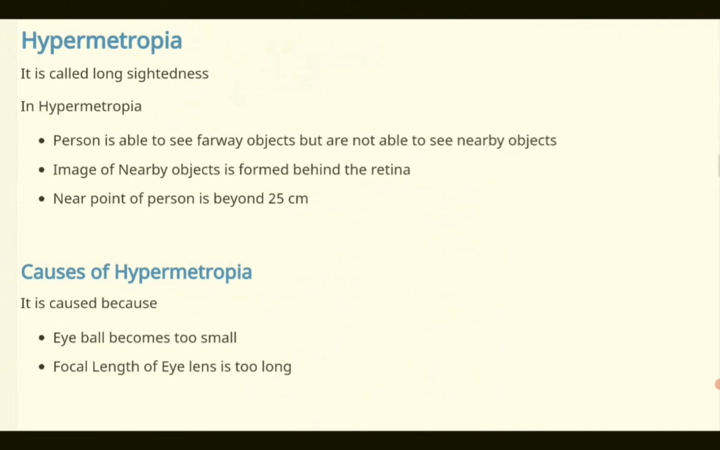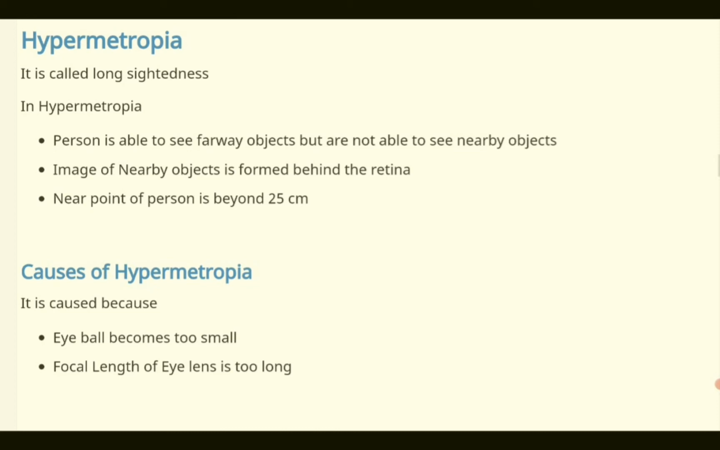Next we can move on to hypermetropia. Hypermetropia is called long-sightedness. In hypermetropia, the person is able to see faraway objects very clearly but is not able to see nearby objects. The nearby objects seem to be blurred. The image of nearby objects is formed behind the retina. So in hypermetropia, the images are formed beyond the retina. The near point of the person is beyond 25 cm.